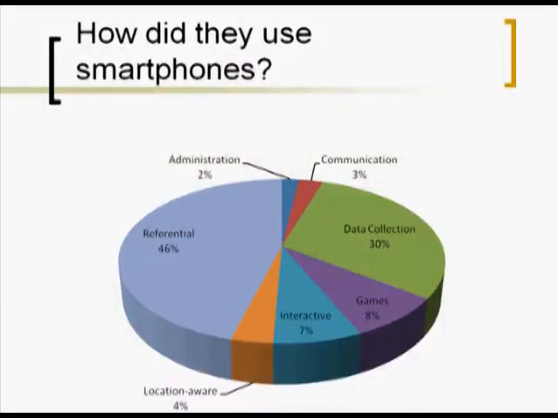So this chart is based on data from the log files. This is about 2 months of usage of the whole class. From time to time, we get the log files and do some data analysis. For example, we found almost half of the usage of this smartphone was for referential purposes, for example, searching the internet. They also use it for data collection, including taking pictures and videos. And of course, they use it for games.